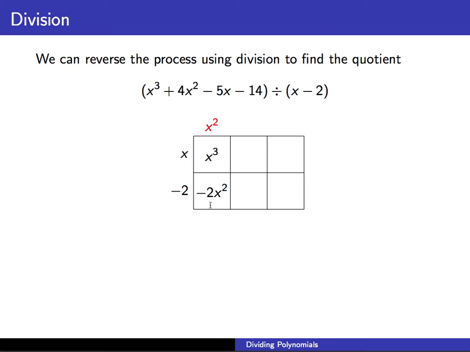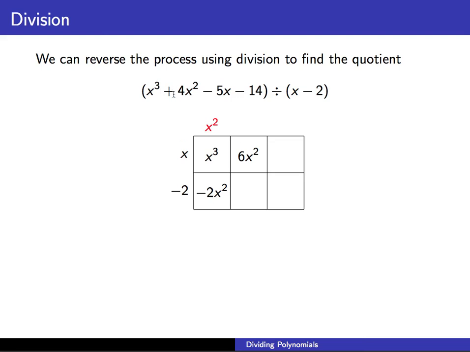And so now to get the next term that's going to go in this box up and to the right of the negative 2x squared, we have a 4x squared in our dividend. So we need to make 4x squared when we combine negative 2x squared and this value here. So what do we have to add to negative 2x squared to get 4x squared? We have to add 6x squared. And 6x squared minus 2x squared does give us this 4x squared.